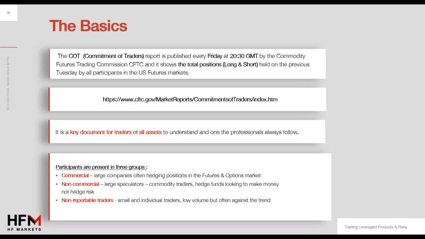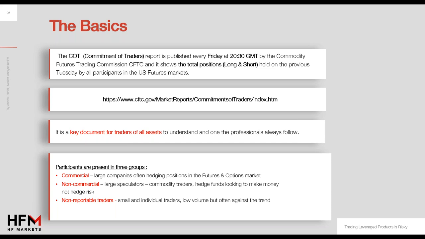So, just as a conclusion, it's a report, a snapshot, if you prefer, of how all the market participants in the US futures are placed, what kind of positions they are holding in the market. That's why it's called Commitment of Traders. It presents the commitment of the classified trading groups as of Tuesday of the same week.